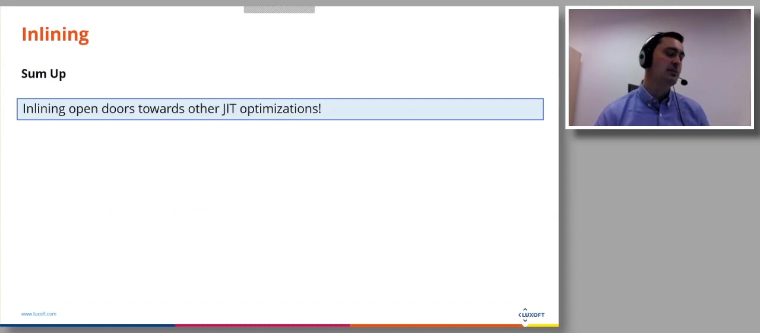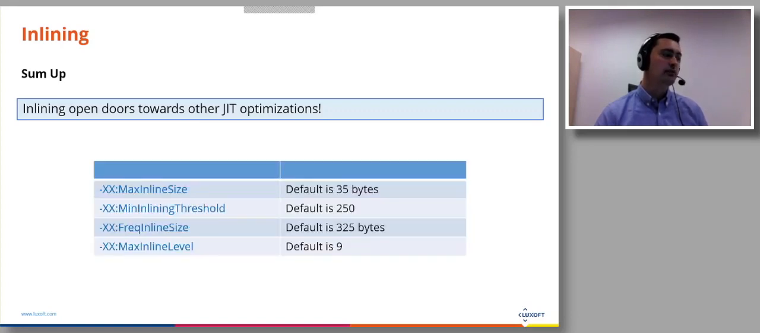And here are some important and quite handy recommendations for you. For example, if you have methods greater than 35 bytes in your code, and that method is called less than 250 times, those methods are not inlined. So by default, those methods should be less than 35 bytes and be called more than 250 times in order to be inlined.